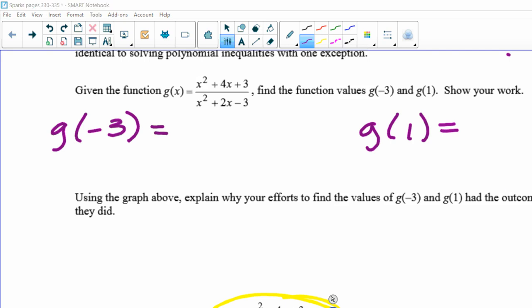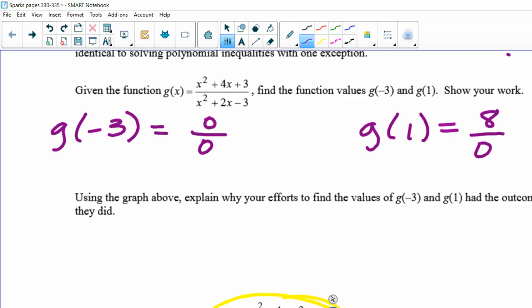What did you get for the first one? g of negative 3. Oh, undefined. What numbers did you get? 0 over 0. What did you get on g of 1? 8 over 0. Both undefined.